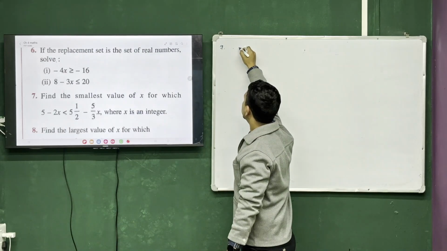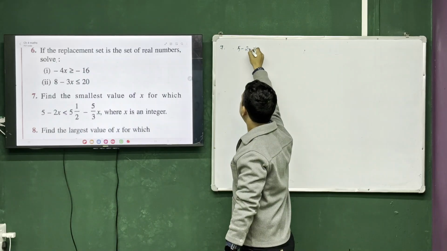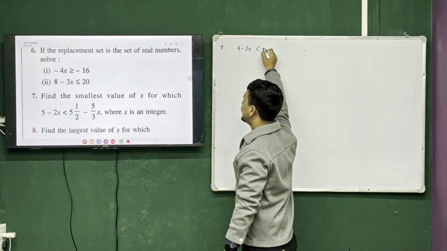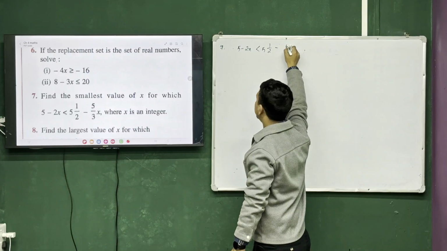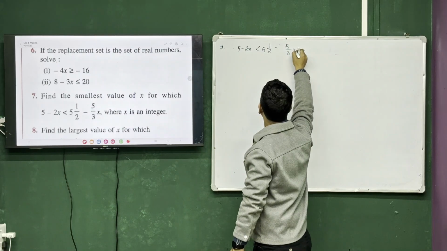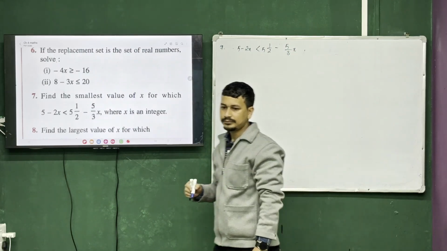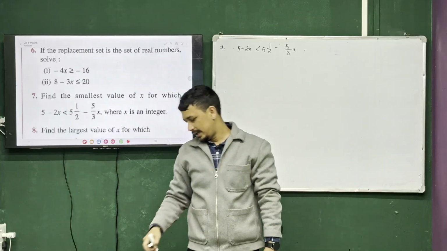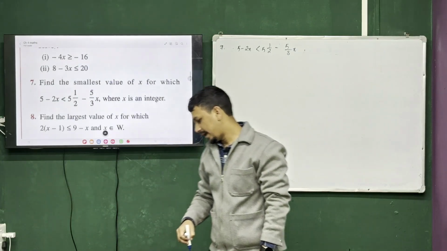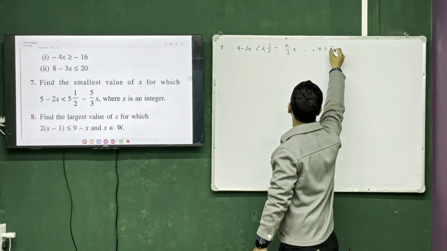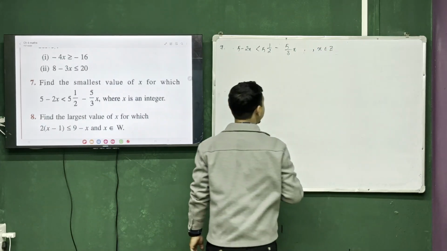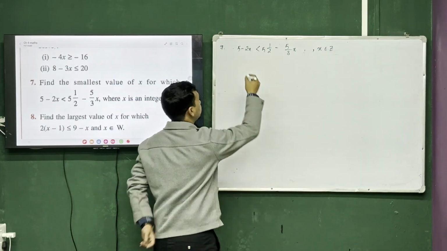So what do we have? Question number 7. 5 minus 2x is less than 5 1 by 2 minus 5 by 3x. And x is an integer. So x belongs to integers. You can write Z or you can write I. So let's solve this.